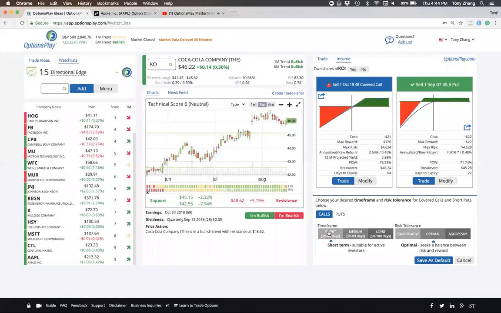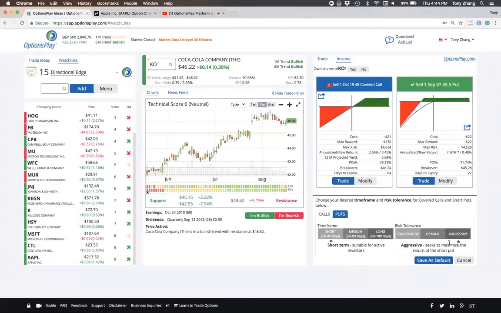So you can choose different time frames depending on how far out you typically sell. I trade fairly actively, so I typically choose short-term options to sell. My risk tolerance is not too conservative and not too aggressive, so I'm really somewhere in between. So I choose the optimal risk tolerance when it comes to selling covered calls. And then for puts, you can set them independently of each other.